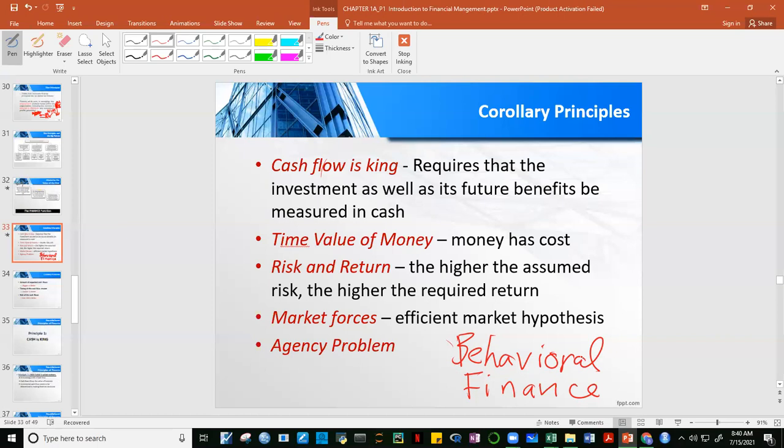Tapos market forces, ito yung tinatawag natin na EMH. Okay, this is also very important. EMH, Efficient Market Hypothesis. Ang sinasabi dyan sa market forces na if you take a look at the stock price sa stock market, yung price na yan already takes into consideration all the information, okay, about the firm. Bakit, guys? We should know that information is key. Information is also very important as far as the stock price is concerned.